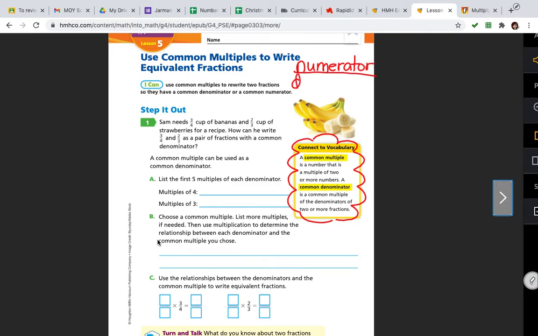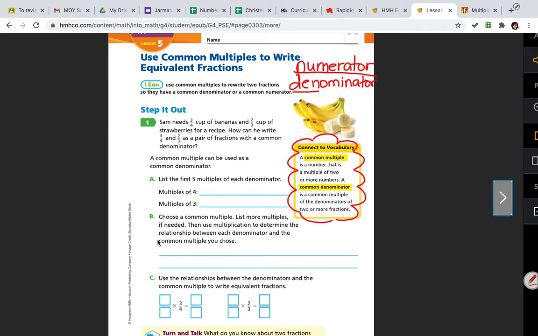Oh, that's an ugly D. Let's try again. So I always remember, I live in a two-story house, and my den, D-E-N, is downstairs. So the den is downstairs, the numerator is upstairs.